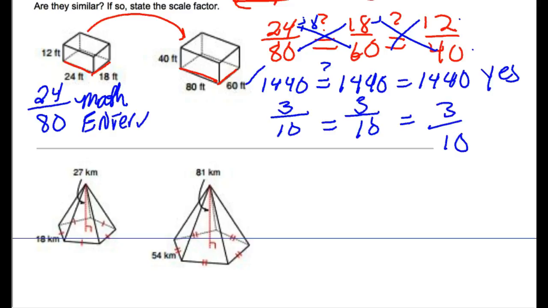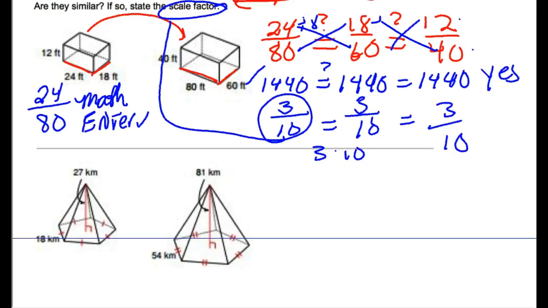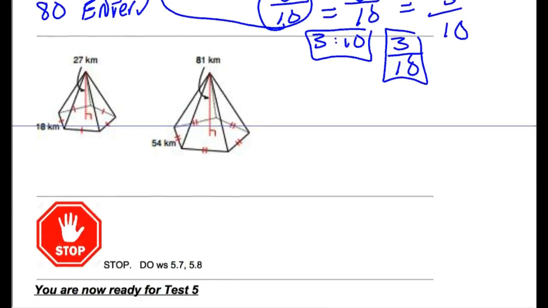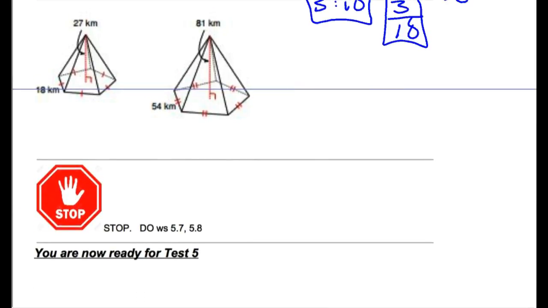So whatever way you like best. But since this asks me for the scale factor, the third method's the best because then I'm staring at it. The scale factor is 3 to 10, little to big, or 10 to 3, big to little. And we usually like to write scale factors as fractions or as ratios. And done. The next one I'll only do one way.